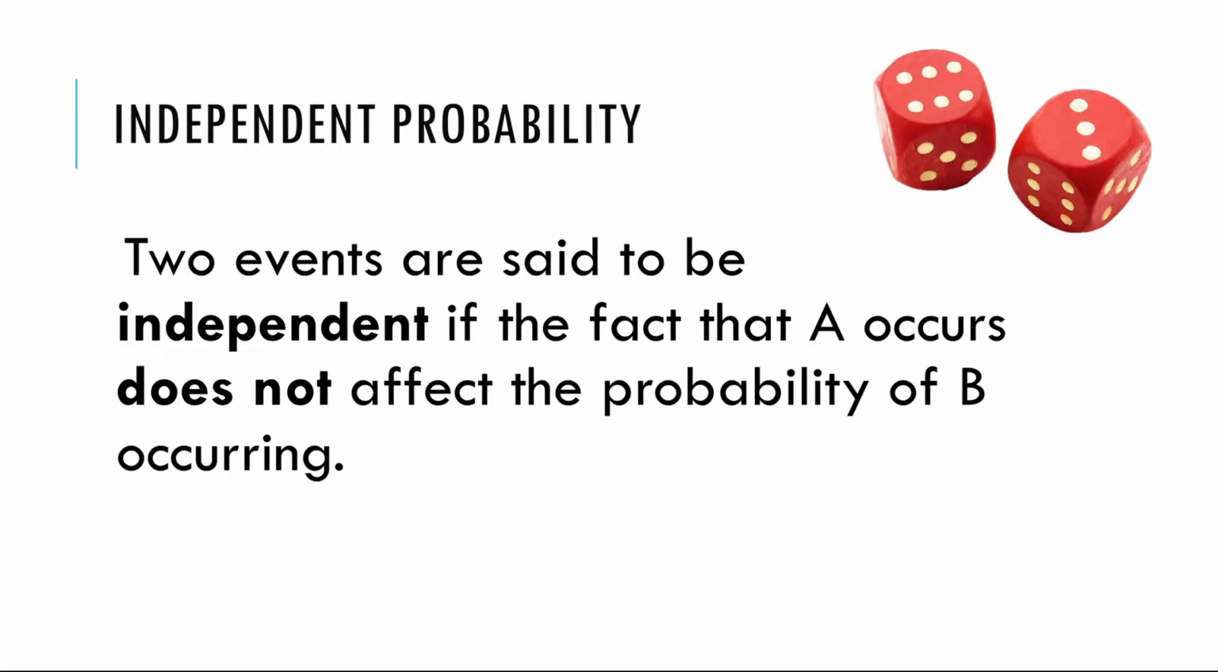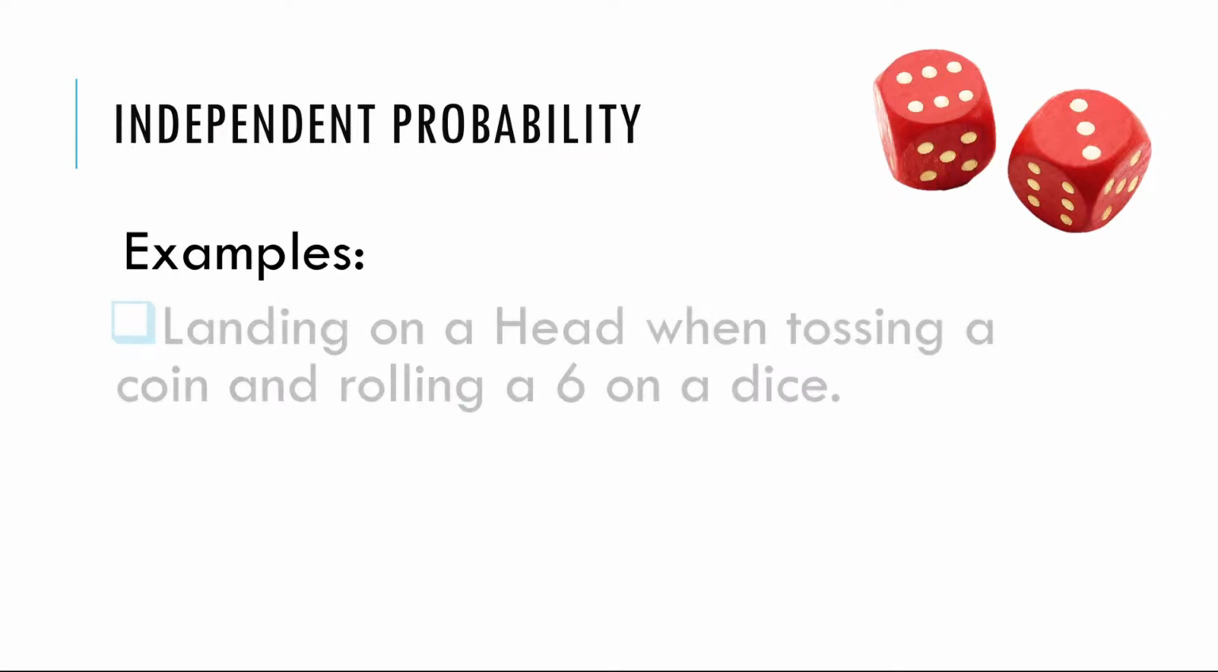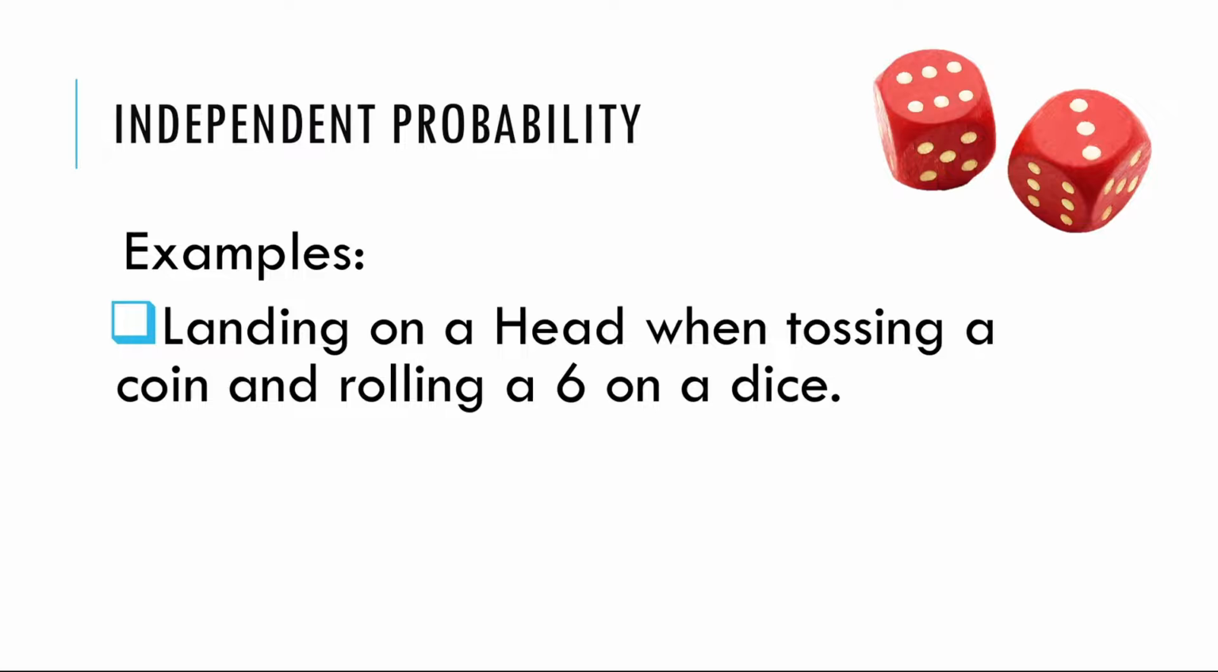Okay, so what is independent probability? Well, two events are said to be independent if the fact that A occurs does not affect the probability of B occurring. Some examples of this. So landing on a head when tossing a coin should not affect the probability of you rolling a 6 on a dice. So these are said to be independent events.